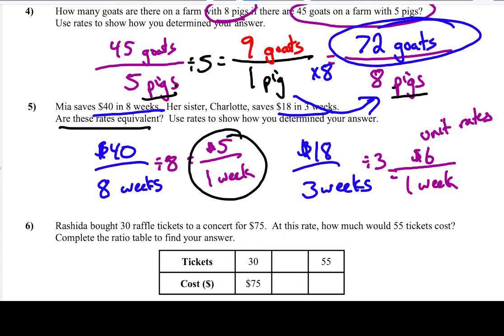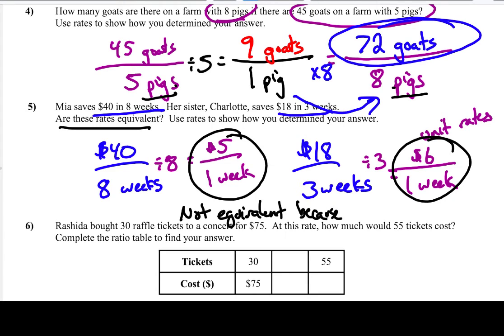So it says, are they equivalent? Well, is $5 a week the same thing as $6 a week? No. So we would say not equivalent because they have different unit rates. That's how we know. That's our explanation of how did we determine it.